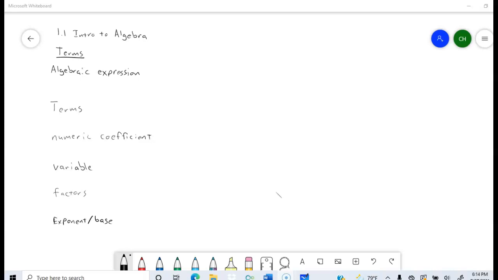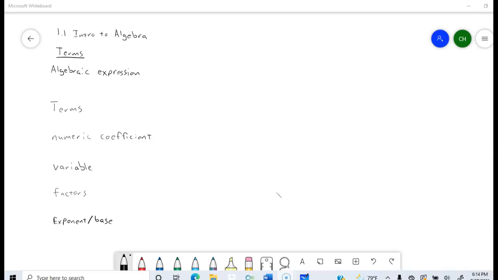Alright, Algebra 1, Chapter 1.1, Intro to Algebra. It's going to be reviewed, so we're going to move kind of quick. Your terms in this section are going to be algebraic expression. It's a collection of numbers and letters combined using arithmetic operations such as addition, subtraction, multiplication, and division to represent a single value.